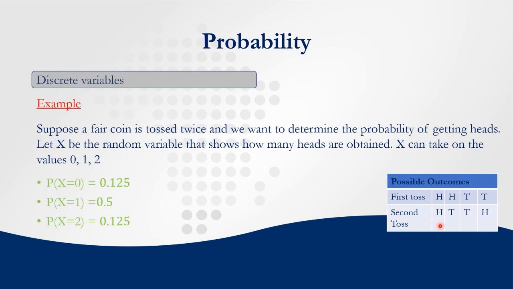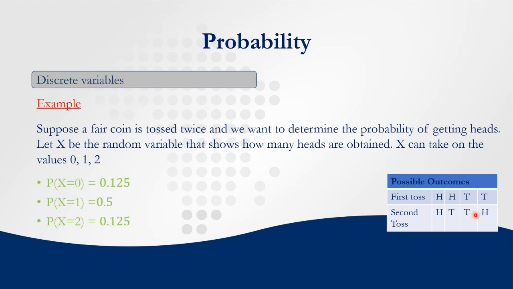Or the first time it lands on a head, and then the second toss lands on a tail. Or my first toss will be a tail, and the second toss will also be a tail. These are the possibilities. Or my first toss is a tail, and then the second one is a head. These are all the possibilities if I'm tossing the coin twice and I assume it's fair.